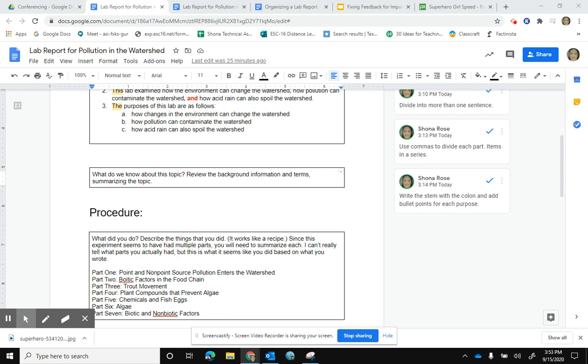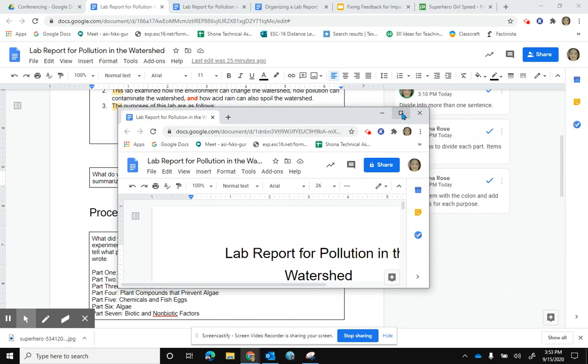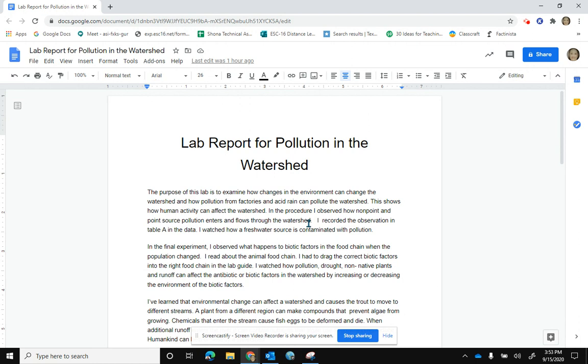It looks like whenever you were writing in your lab report original that you were getting to the point where you were trying to show and give some background information right here. This shows how human activity can affect the watershed. And so I'm going to highlight that part right there for just a minute.